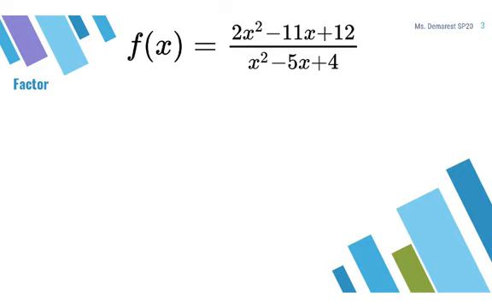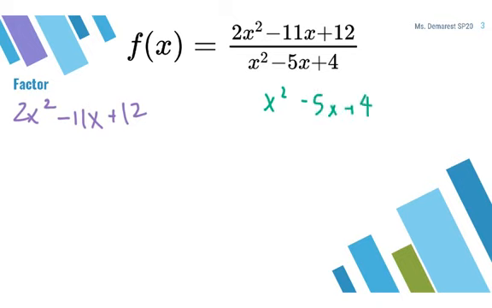Next up, we've got to factor. We want to factor for two reasons. One, we need to see if there's a removable discontinuity, if there's a hole anywhere. The second reason is it makes finding the other intercepts and the other asymptotes a little easier. So I'm going to factor these separately, and then I'll put them on top of each other and we'll see if anything cancels.